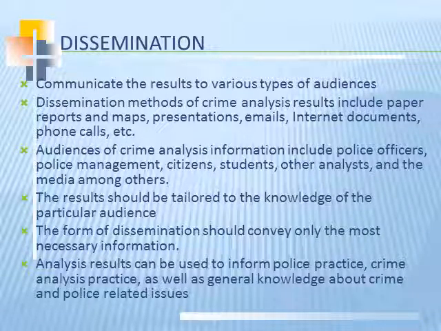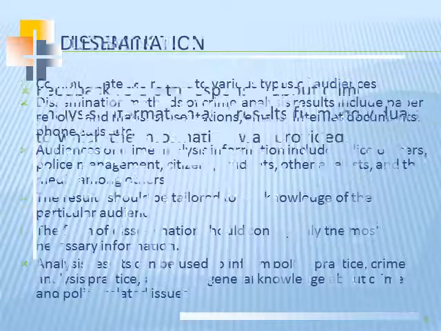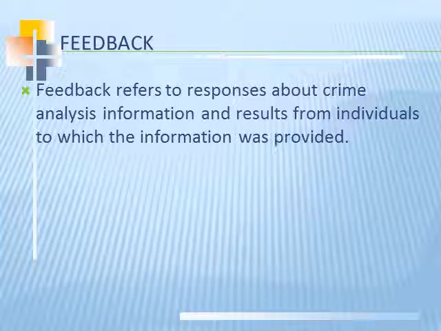Dissemination includes communicating and distributing crime analysis results to various types of audiences. The methods of disseminating crime analysis results include paper and electronic reports and maps, presentations, emails, internet documents, and phone calls. The audiences for crime analysis information include police officers, police management, citizens, students, other analysts, and the news media. Feedback refers to responses about crime analysis information and results from individuals to which the information was provided.